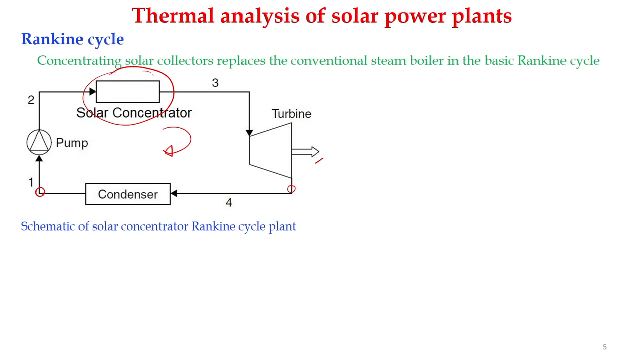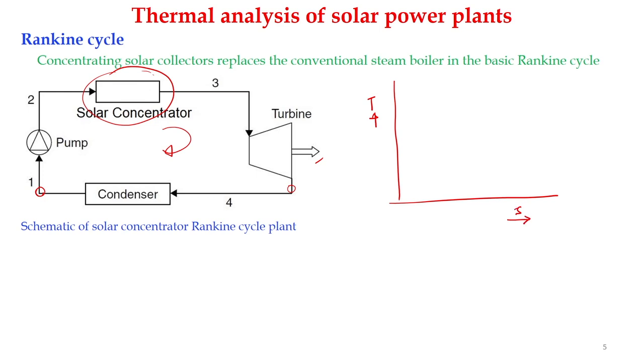So the efficiency of this Rankine cycle can be increased by increasing the pressure in the boiler. So how to increase the pressure? This is also an important aspect. So now let us draw the TS diagram. So this is temperature and this is entropy.